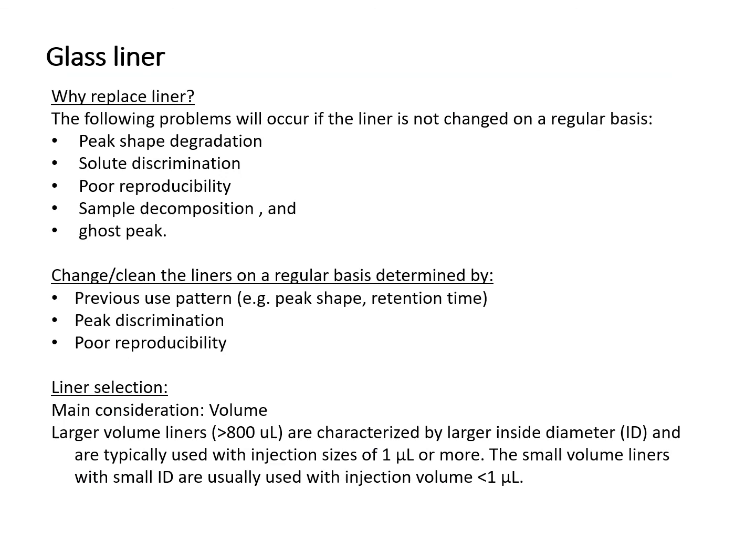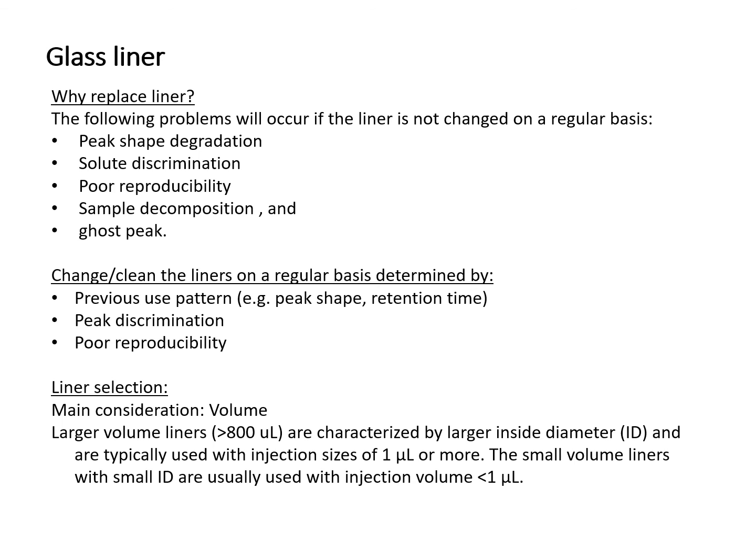Okay class, why must we replace the liner? The following problems will occur if the liner is not changed on a regular basis: peak size reduced, solute discrimination, poor reproducibility, sample decomposition and ghost peaks. Usually we will change the liner based on the previous pattern, peak shape or retention time, peak discrimination and poor reproducibility. And in liner selection, your main consideration is volume.